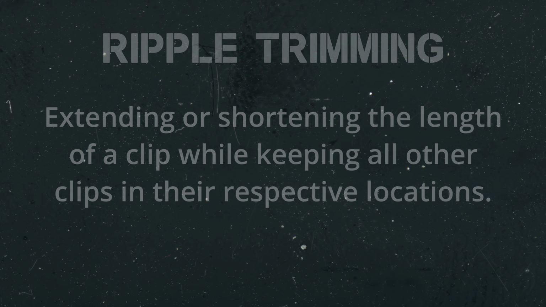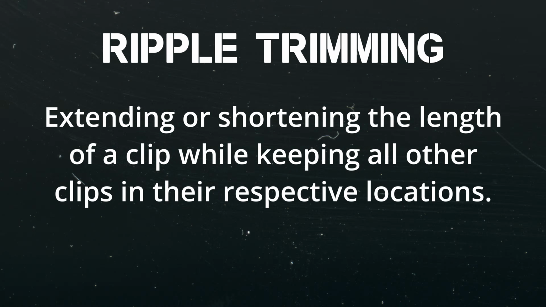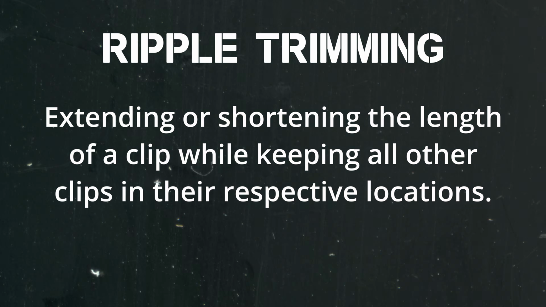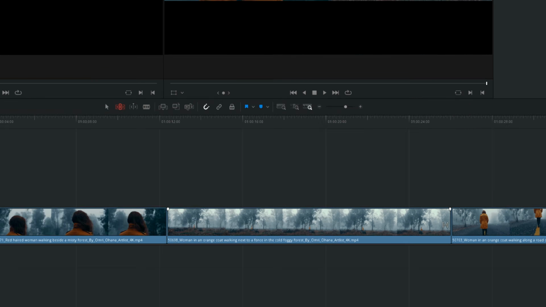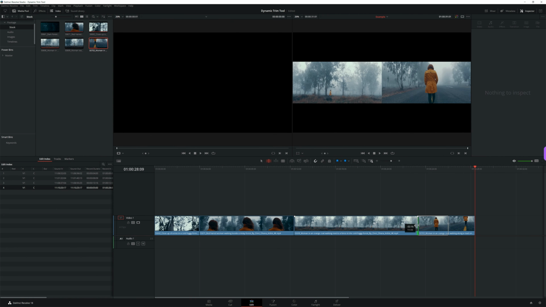Ripple trimming is when you extend or shorten the length of a clip while keeping all of the clips surrounding it in the same respective locations. To do this with Trim Edit Mode selected, place your cursor at either end of your clip and then click and drag. Super easy and a real time saver when you're refining your timeline.